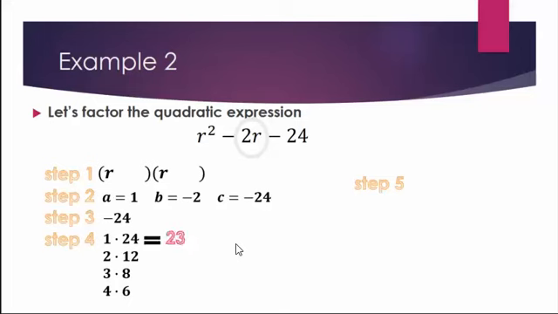Okay, remember, right now negatives don't count, so do ignore the negatives. We're just subtracting factors. 2 and 12, when I subtract them, give me 10. 8 and 3, subtract them, give me 5. 6 and 4, subtract them, give me 2. Okay. So who's the one that gives in the middle term? 4 and 6. So those are the factors that I'm going to choose.